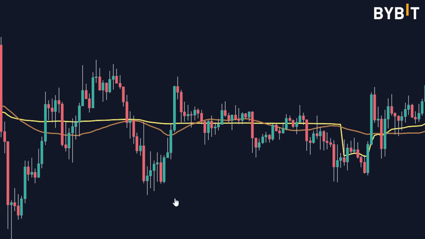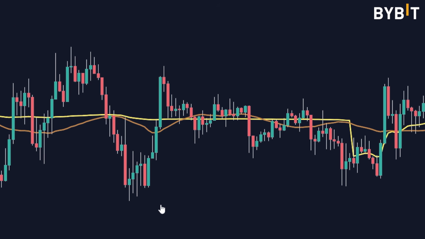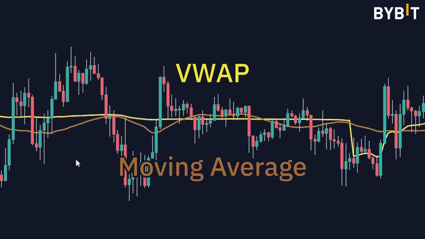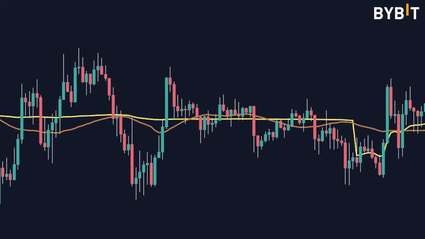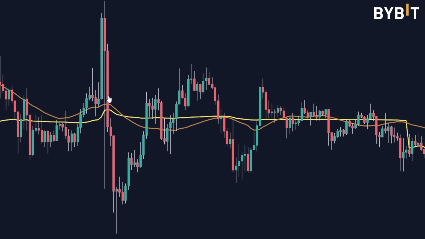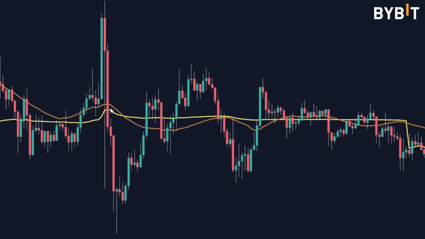I've got two lines on the chart. The yellow line is the VWAP, and the brown line is a moving average. And you can see coming in here to the left side of the chart, both the moving average and the VWAP line are fairly similar. And this would make sense if there's a sideways trend going on, or really no trend, consolidation, and there's not a lot of volume going into the market, then both the VWAP line and the moving average line are going to be fairly similar to one another.